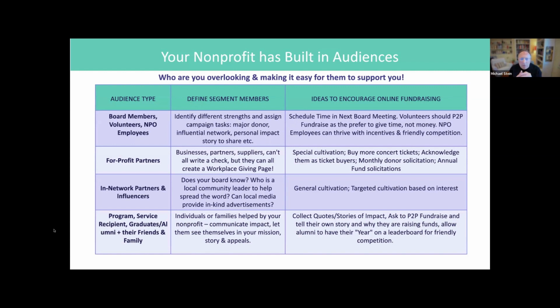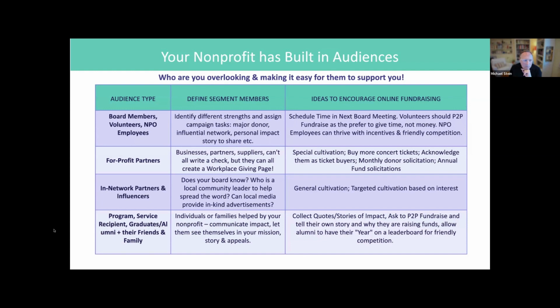So what I like to do with this group of folks, because they are the closest to your mission, is identifying different strengths. So maybe Susie is really good at finance, but she should not be on the phone talking to major donors. She's a board member, so you can assign her a specific task related to that campaign. Bring these folks into the campaign that you are running because they are your mouthpieces, they are your volunteers, and they are your cheerleaders that are going to help you have a more successful online fundraising campaign. They also might be the ones that are telling a personal impact story about why they joined the board to compel their friends and family to give.